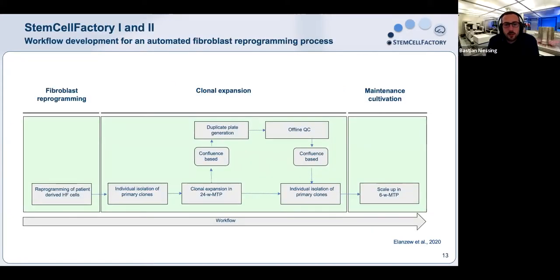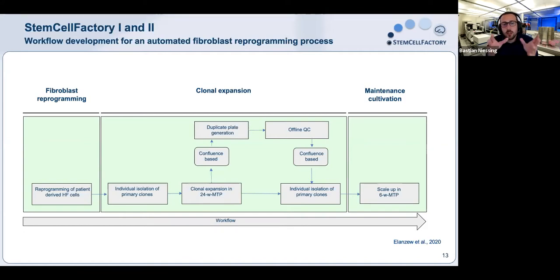Yes, as I already mentioned, we started this project 10 years ago, and we started with the reprogramming of fibroblasts. So here you can see the whole process we fully automate in the stem cell factory. We start with fibroblasts, and then we do the reprogramming step, and afterwards we do the clonal expansion in 24-well plates. And the special thing is that we do a confluence-based splitting or media change.